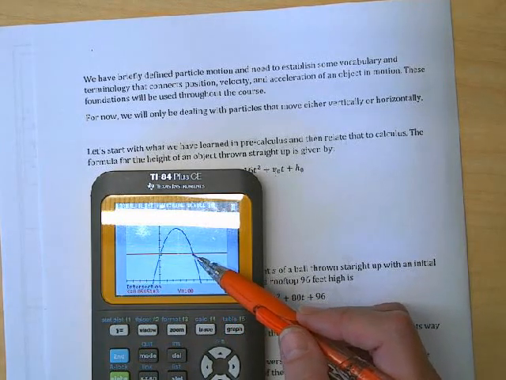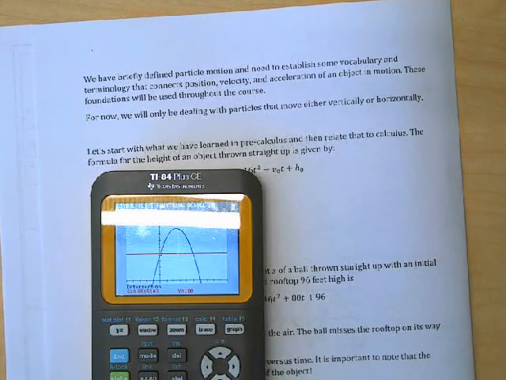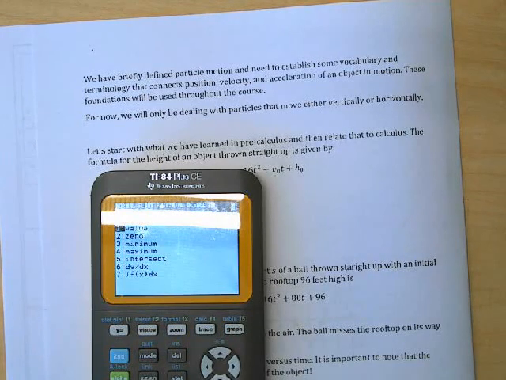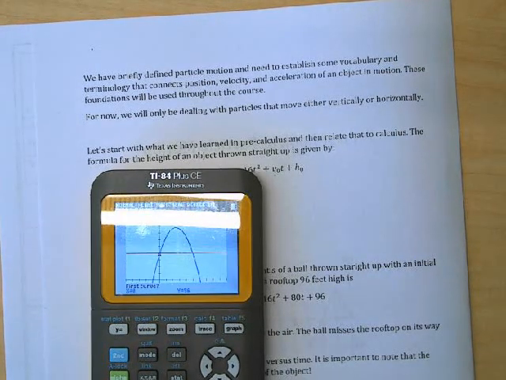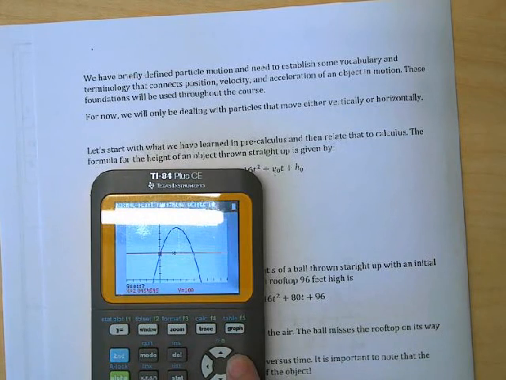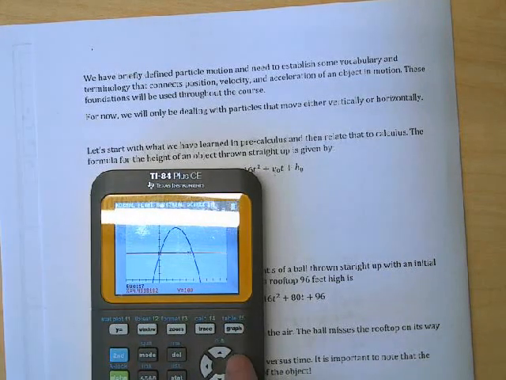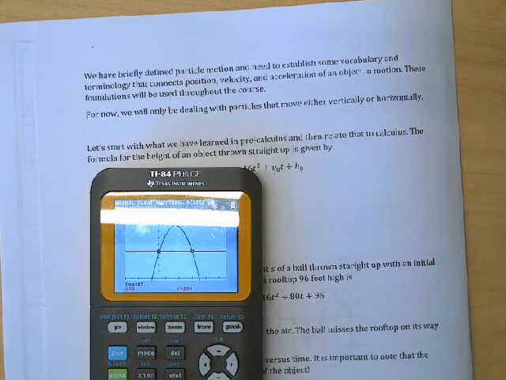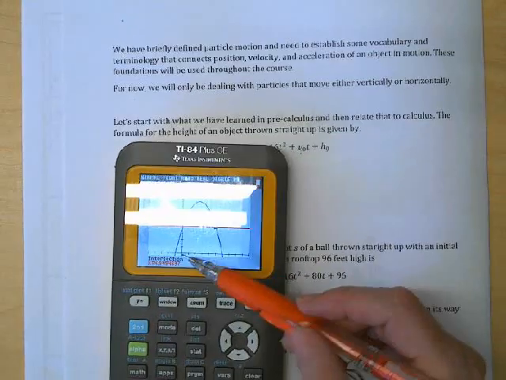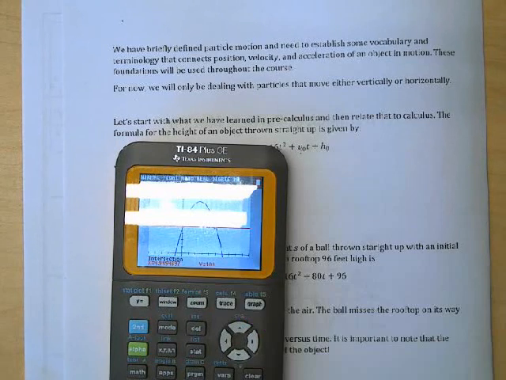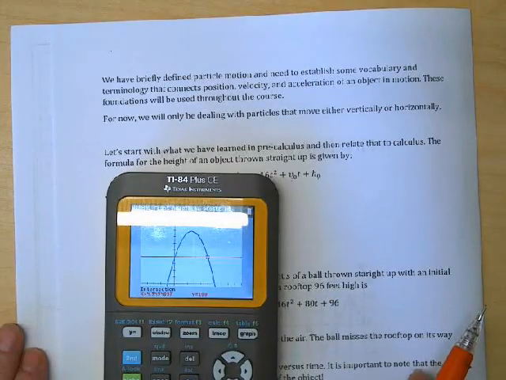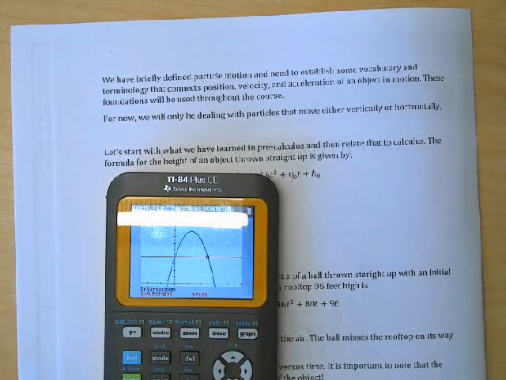Okay, if I want to know where on the way down, I can do second calc, intersect again. Okay, first curve, yes, I hit enter. Second curve, enter. But now I'm going to go, and I know those are really close to each other, but I trusted the calculator. Okay, so after about 4.9594897 seconds, on the way down, it was 100 feet.